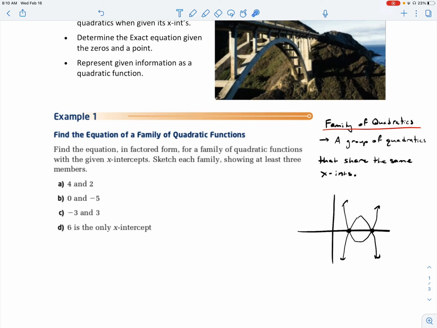These individual quadratics are called the members. So there's an infinite amount of members that are part of the family of quadratics.